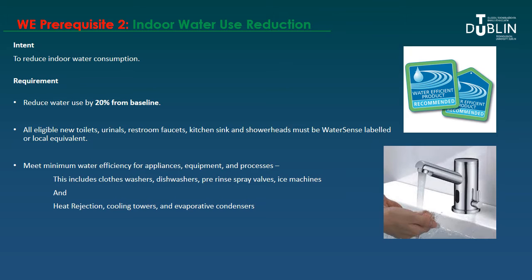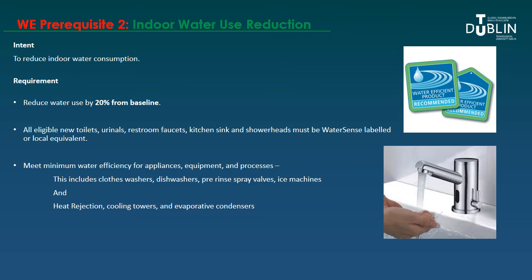Again, that's a simple intent. The requirement is to reduce the water use by 20% from the baseline. Again, that baseline is calculated using tables given in the manual. So for a given number of toilets or whatever fixtures or fittings you would have, you'd calculate the baseline water consumption. There's a table to enable you to do that, and from there you'd need to reduce that total by 20%.